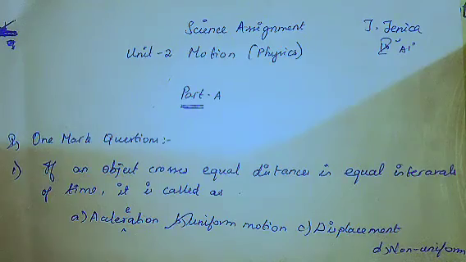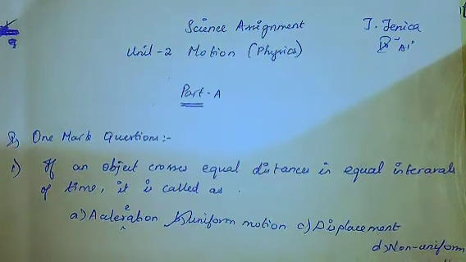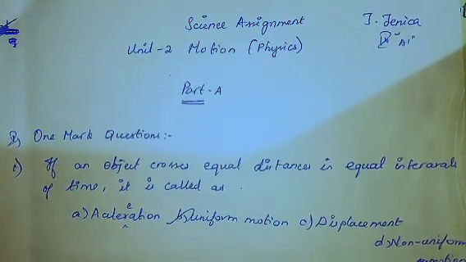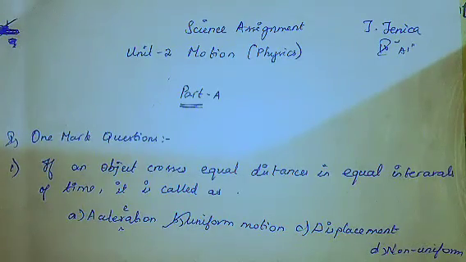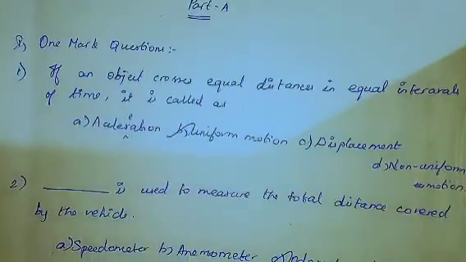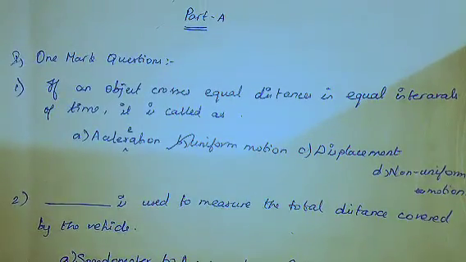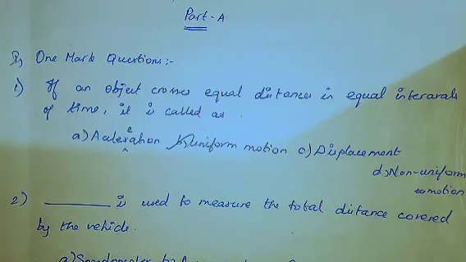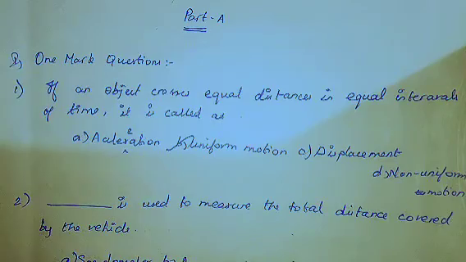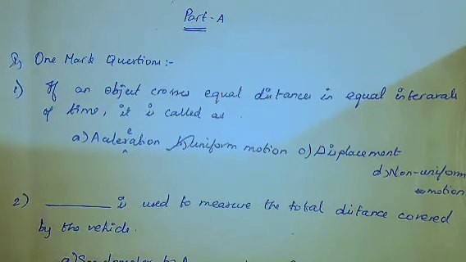In this video, we are going to see Class 9 Science Assignment 2, Unit 2, Motion Physics, Part A, 1 mark questions. First one, if an object crosses equal distance in equal intervals of time, it is called as. The answer is B option, uniform motion.